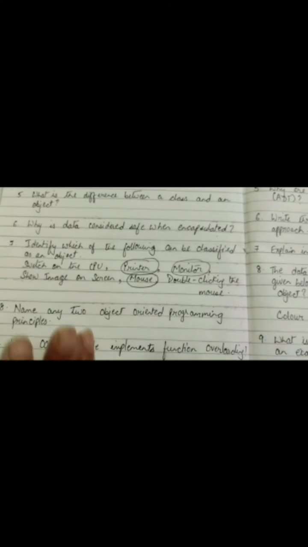We have the next question. Name any two object-oriented programming principles. Child, here they are asking principles. So the answer: there are basically 4 principles, but out of 4 you have to write any 2. They are encapsulation, abstraction, inheritance and polymorphism. Out of these 4 terms you need to mention any 2 terms.